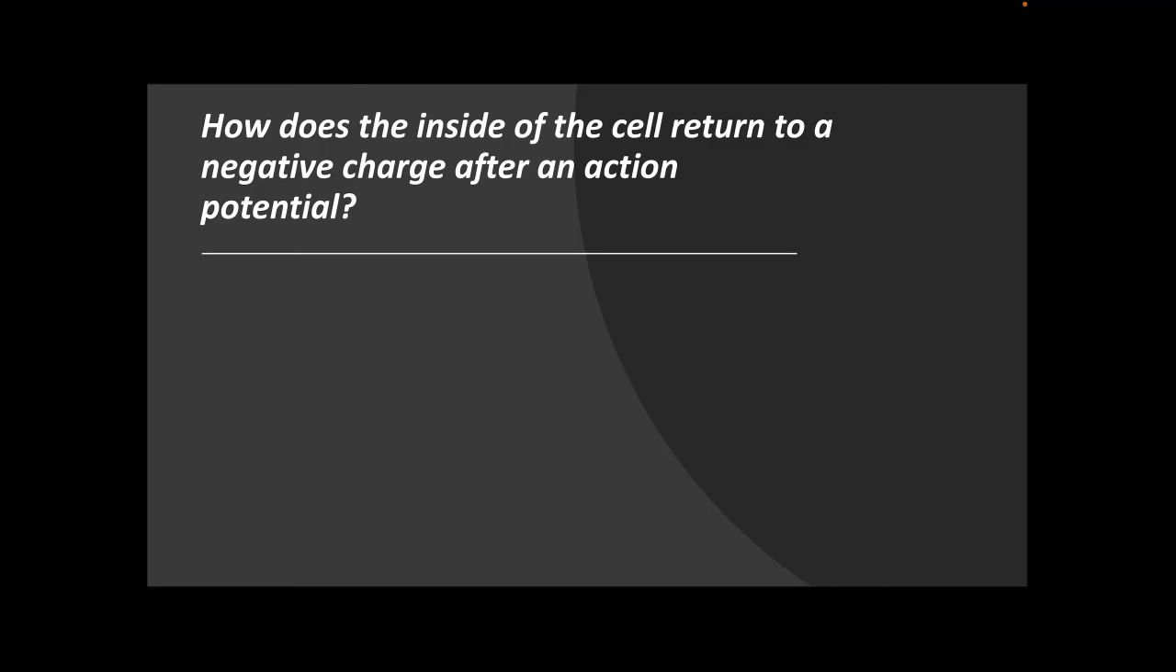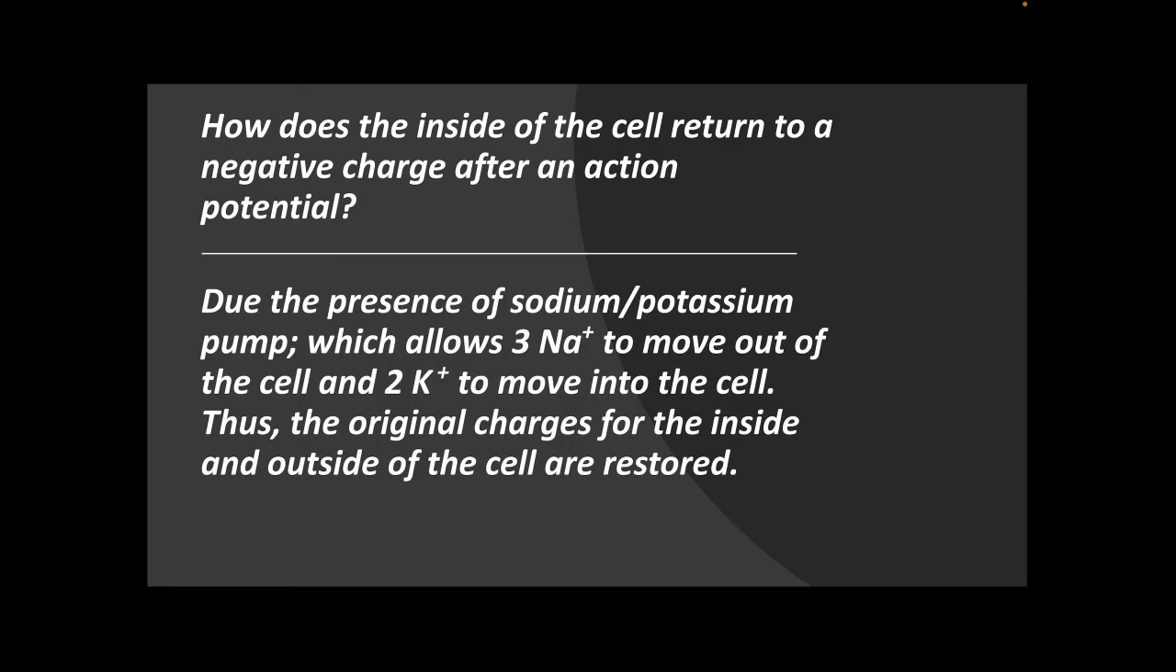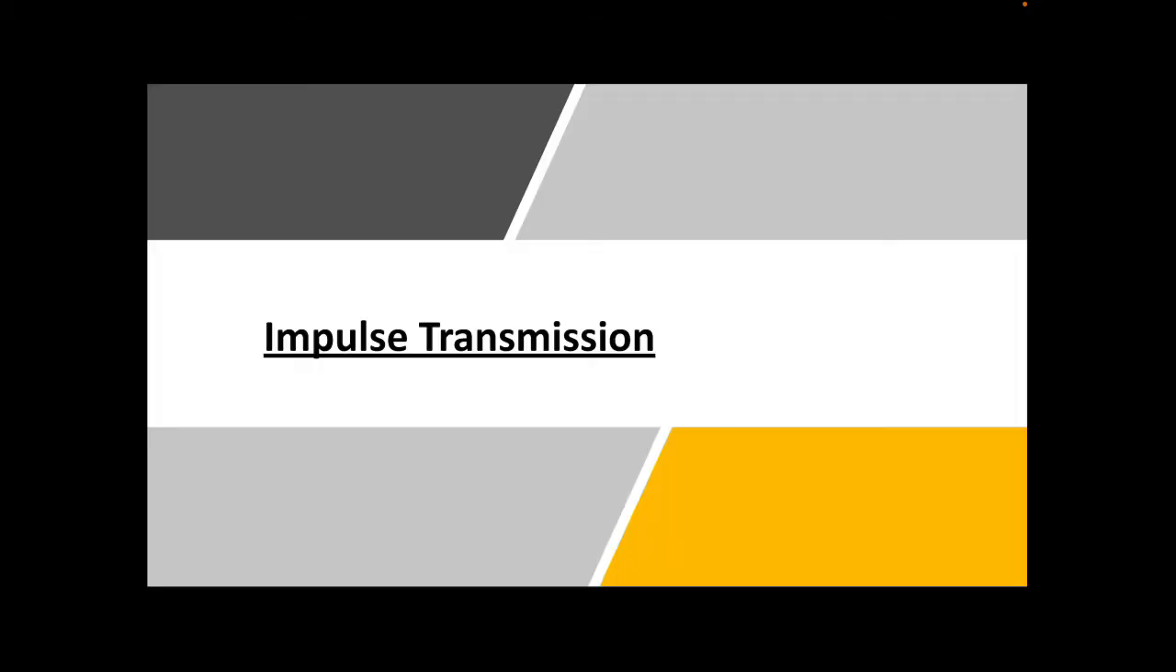How does the inside of the cell return to a negative charge after an action potential? When you have the exchange of sodium and potassium, because of the pump that they have, which allows the leaving and coming in of these ions, you have 3 sodium ions that come out of the cell and 2 potassium that go into the cell. Because remember, when we start off in polarization, you have more sodium outside and more potassium inside. You are going to return back to the original state of the neuron.